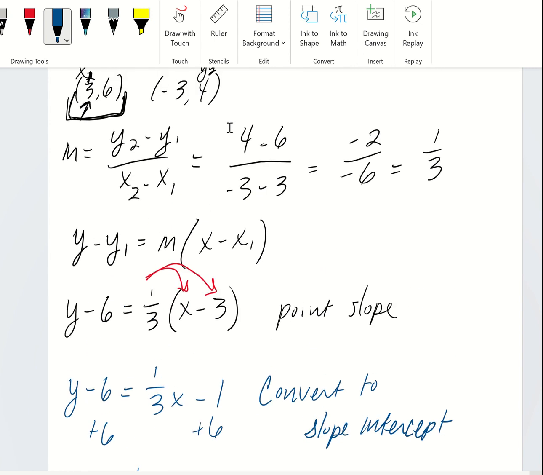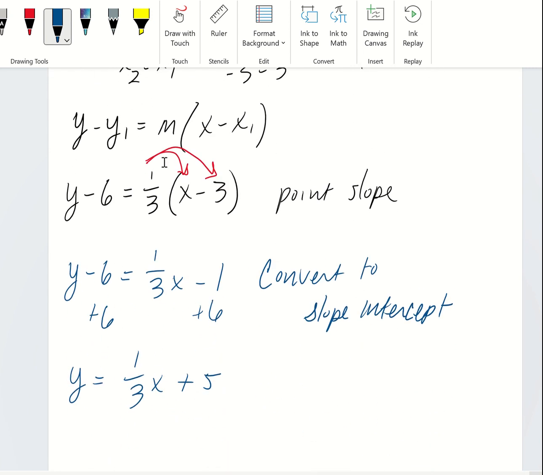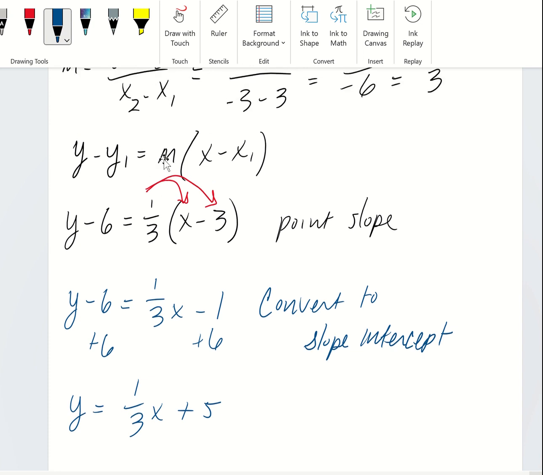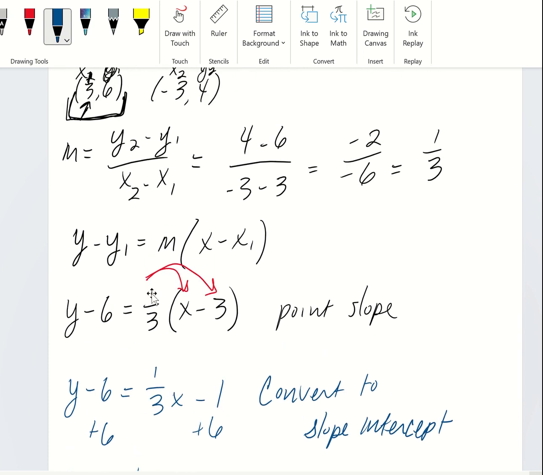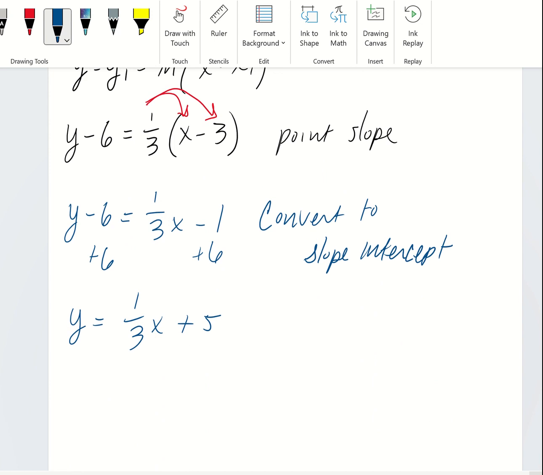So yeah, people get confused with that. So step 1 is find the slope using the slope equation. Step 2 is write the equation for the line in point slope form. And then lastly, you convert to slope-intercept form.